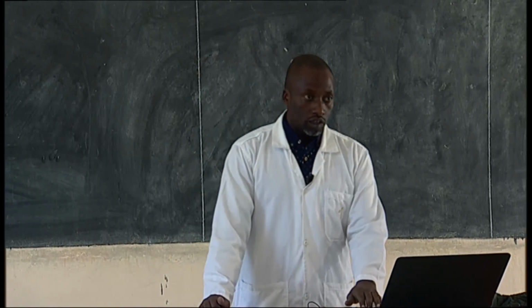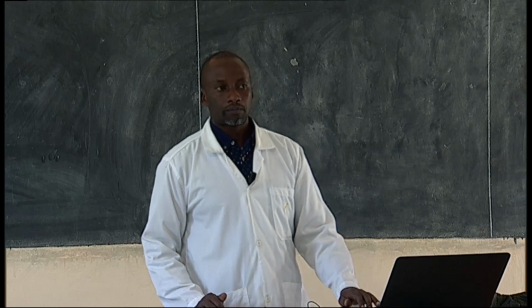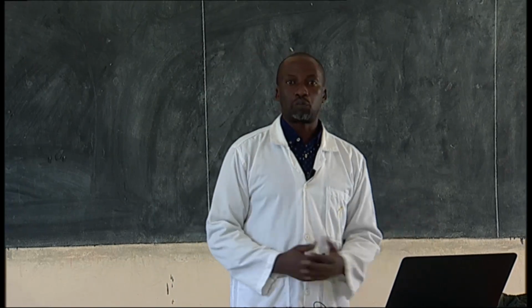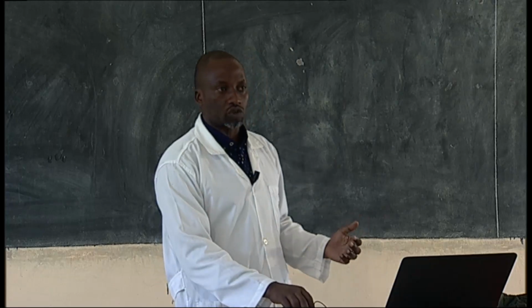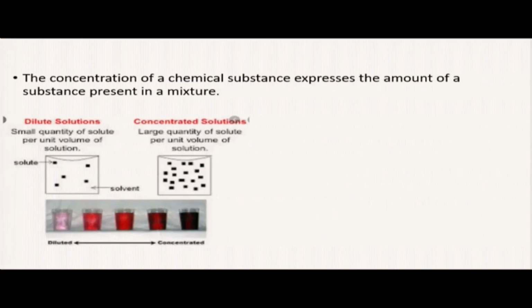So we have looked already at what we are expected to do. So when we talk about the concentration of a chemical substance, as I said earlier, this expresses the amount of substance present in the mixture. Because when you have the water and the salt, or you have the water and the milk, that is a mixture. So how much of the sugar have you added into the cup of tea? That expresses the concentration.